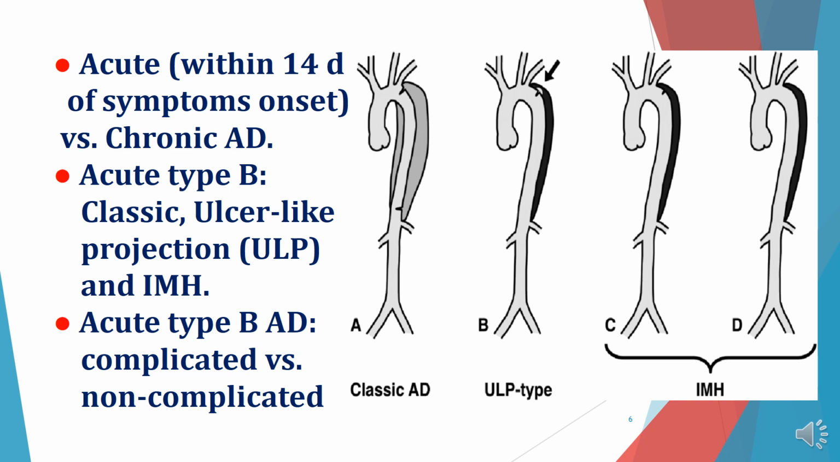Additionally, aortic dissection can be classified into acute dissections when the presentation is within 14 days of the symptoms onset, or chronic dissections when the presentation is after 14 days. And the acute type B dissection is also subclassified into classical dissection, ulcer-like projection, and an intramural hematoma. Acute type B aortic dissection can be either complicated or non-complicated.